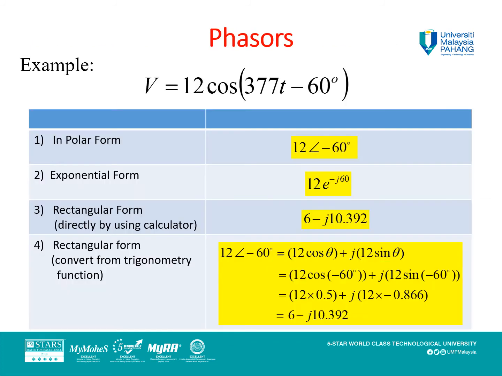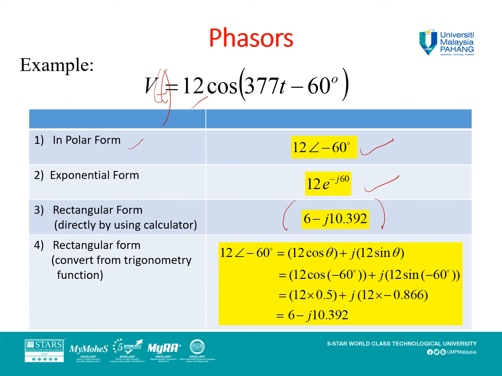So the example I show you here: v(t) equals 12 cos(377t minus 60 degrees). In polar form, you can directly get the magnitude and the angle here. The angle is minus 60 degrees. From the exponential form, you can write like this. And from the polar form you can convert by using your calculator to get the rectangular form value here.